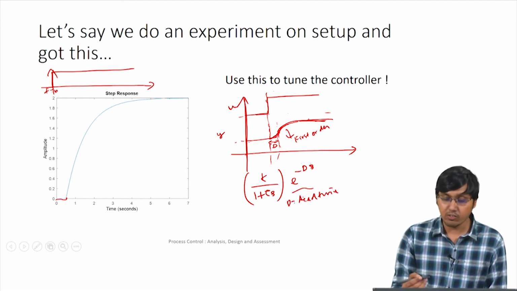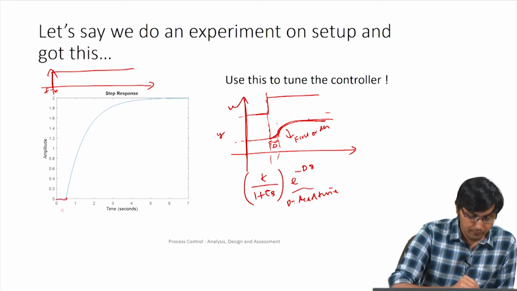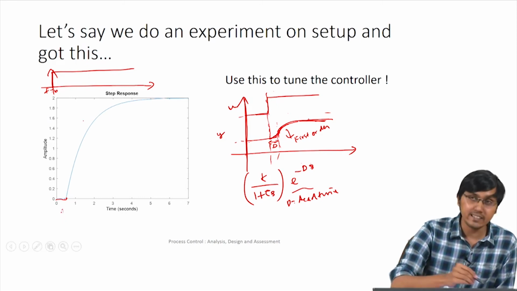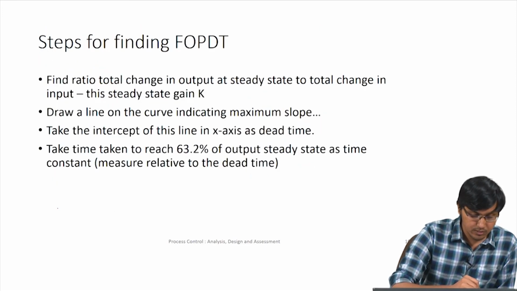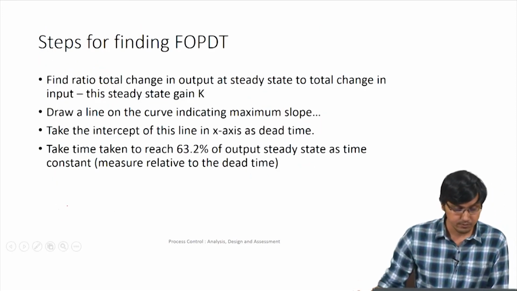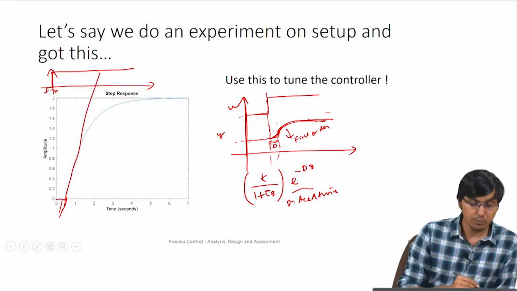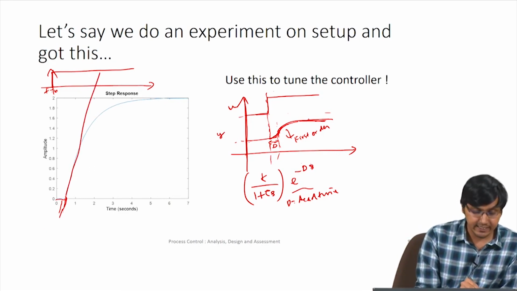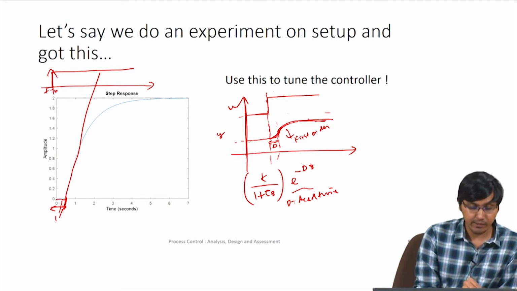Now what is the way I can look at this? Basically, I will draw the maximum slope on this line. What is the maximum slope I can draw? I can draw something like this, and the point at which it intersects the x-axis, that time, I call the dead time.